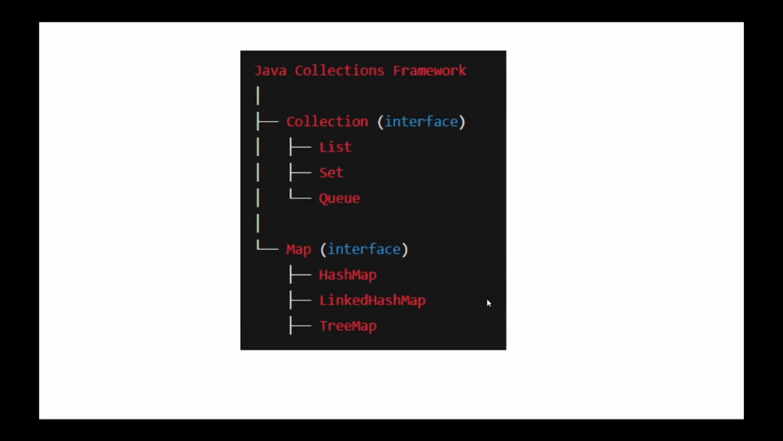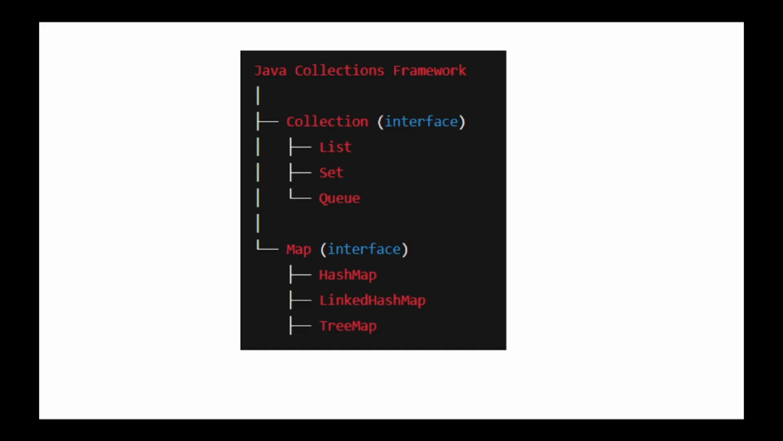Hi all. In this video, let's discuss something more about the linked hash map. In the previous video, we discussed the hash map. The difference between the hash map and the linked hash map is that the linked hash map will maintain the data according to the order that you have entered into it.